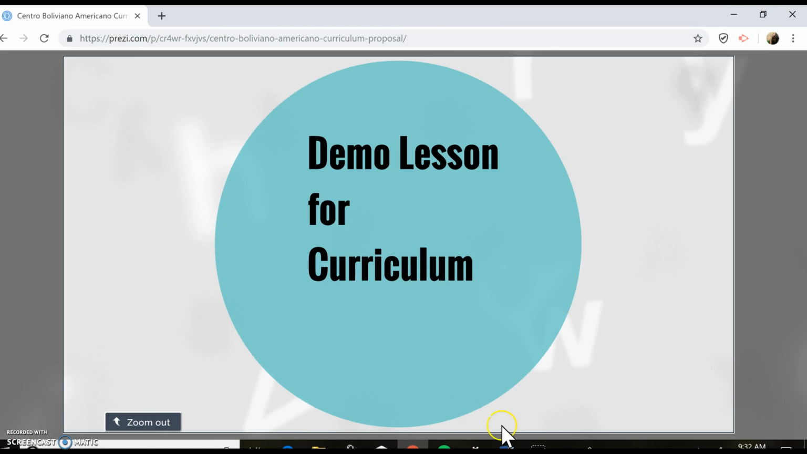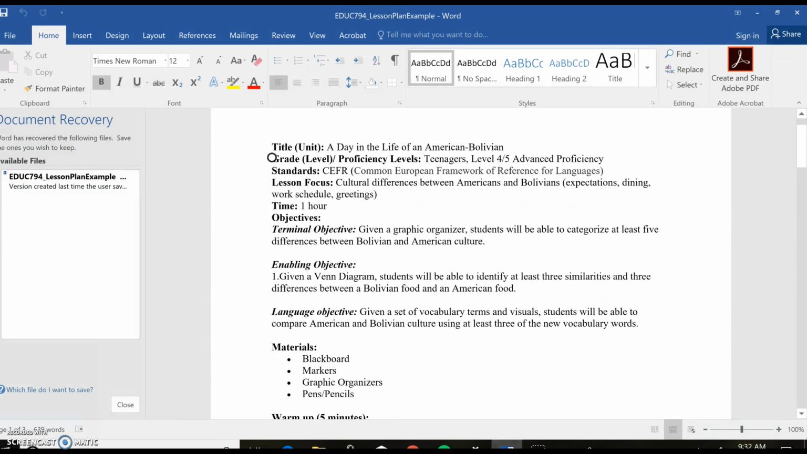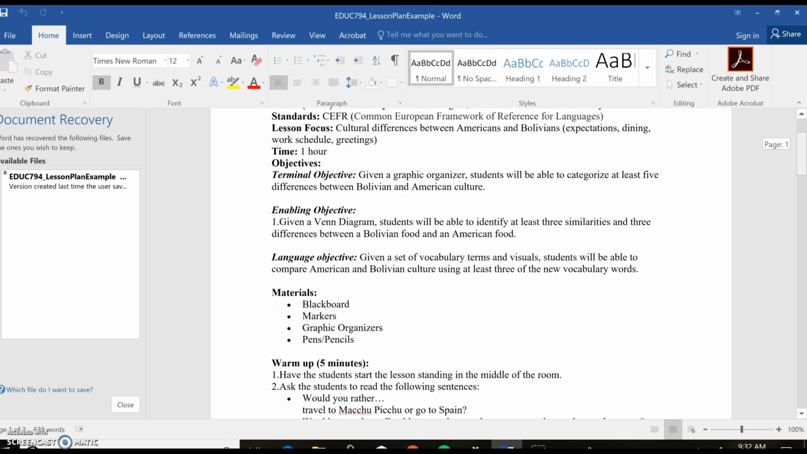And next, I'm going to show you a demonstration of one of the lessons that I would use. So here, this would be from one of the units about a day in the life of an American Bolivian. This is generally the standard lesson plan that I use whenever I'm writing lessons, so this is something that I would want to introduce to the teachers there at the CBA and kind of incorporate into the curriculum.